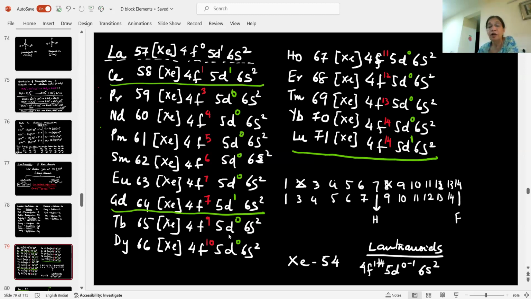Now if you look, can you see? Terbium can have a stable +4 oxidation state. Why? Because 2 will go from s and 2 will go from f. So what will remain? 4f7. So 4f7 is a stable configuration. So the next one is terbium. So cerium and terbium will have +4 oxidation states, and their +4 oxidation states will be very stable.